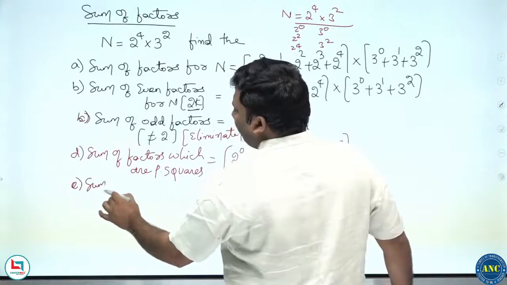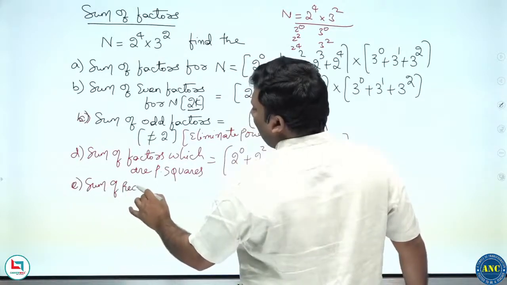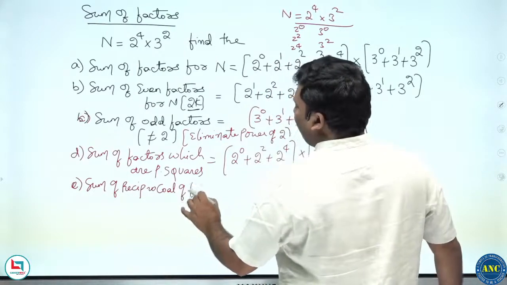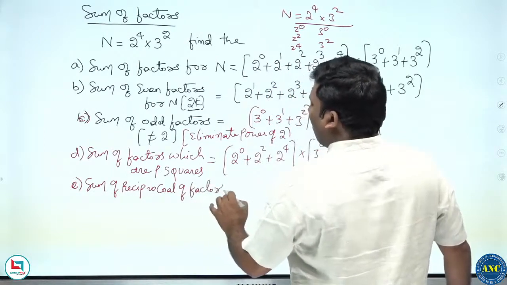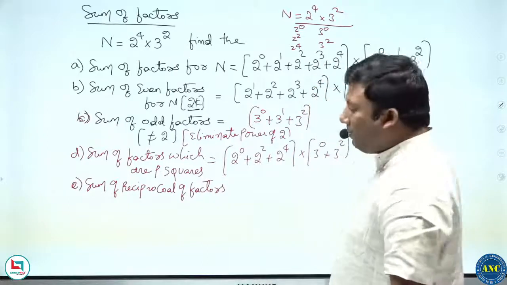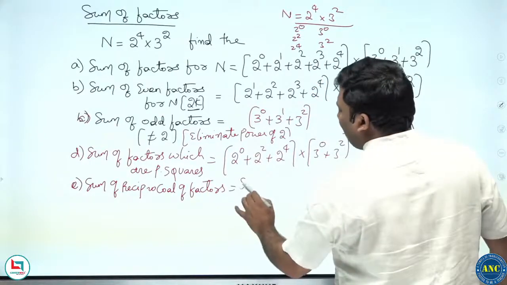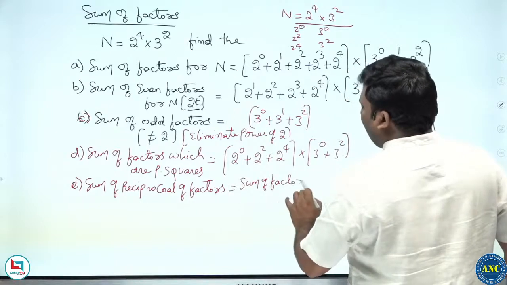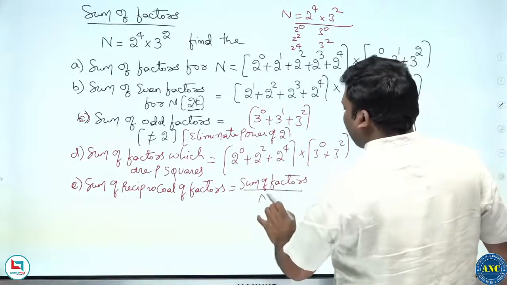Sum of the reciprocal of the factors. Yesterday we discussed what we mean by the sum of the reciprocal of the factors. It is given by the sum of the factors divided by n.